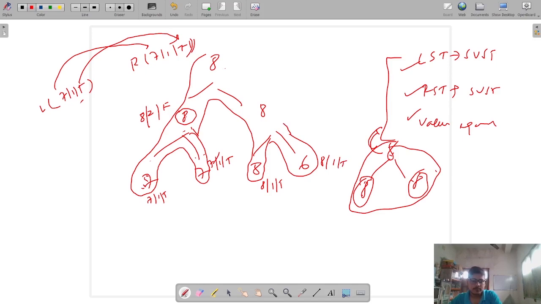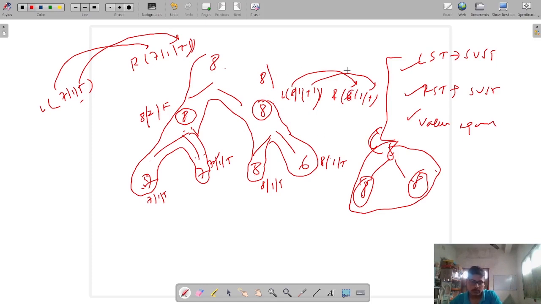Then here, from left we got 8, 1, true, and from right we got 8, 1, true. So as both are true, and the values are also equal, this one will return 8 as its value, and count of 1 plus 1 plus 1.